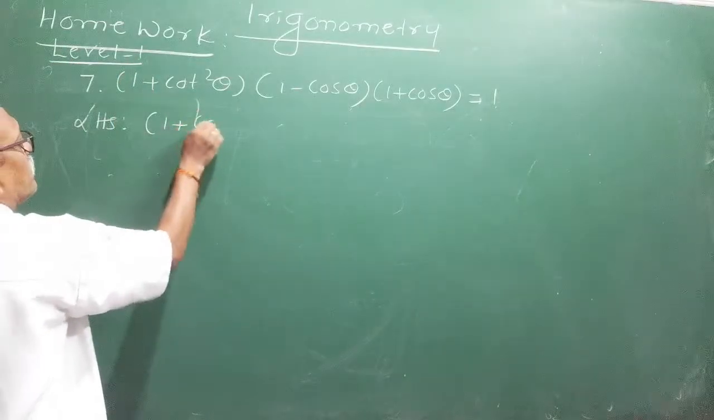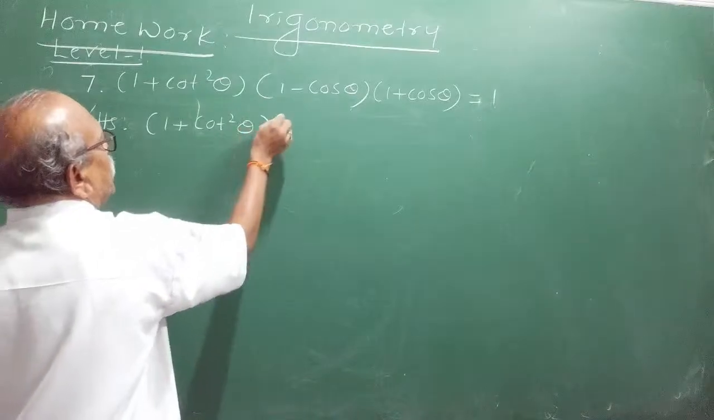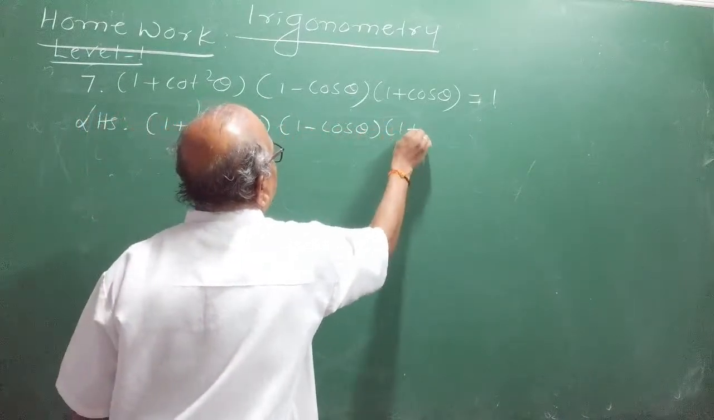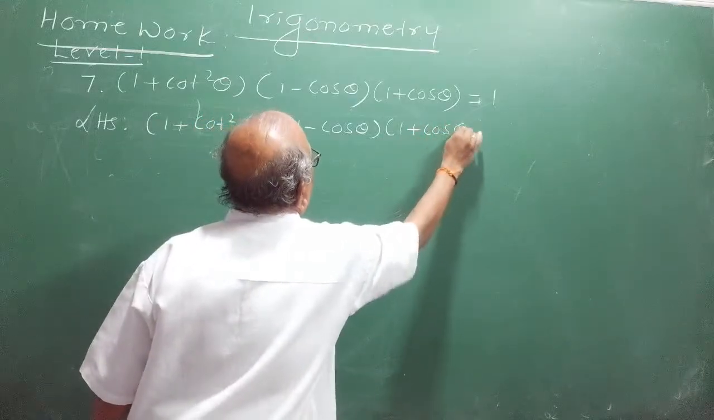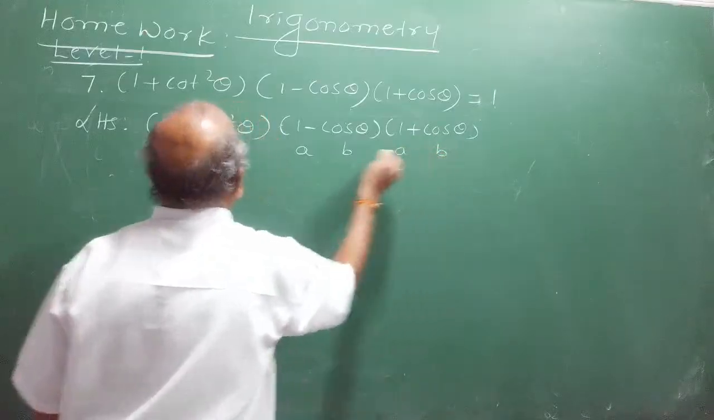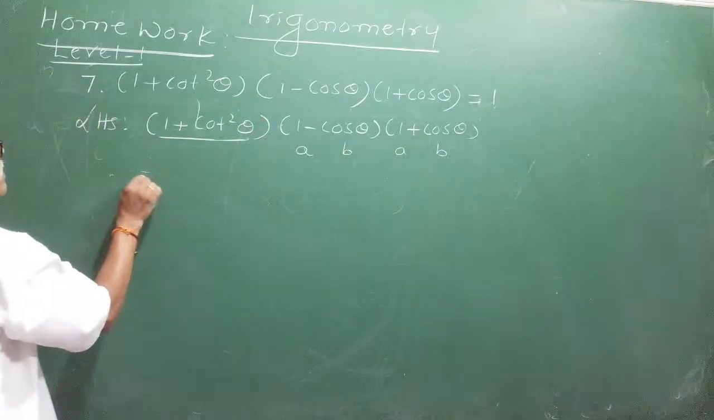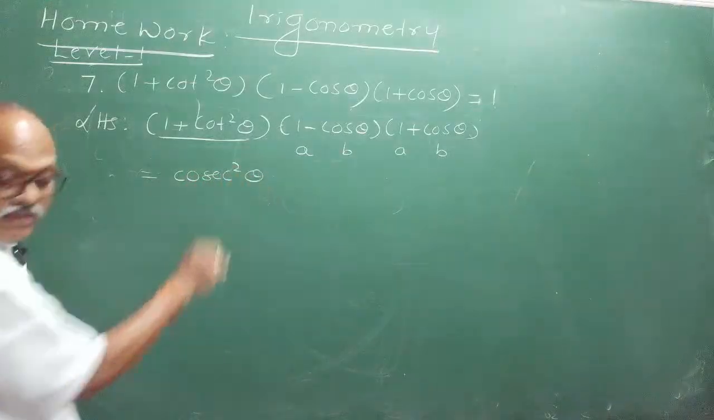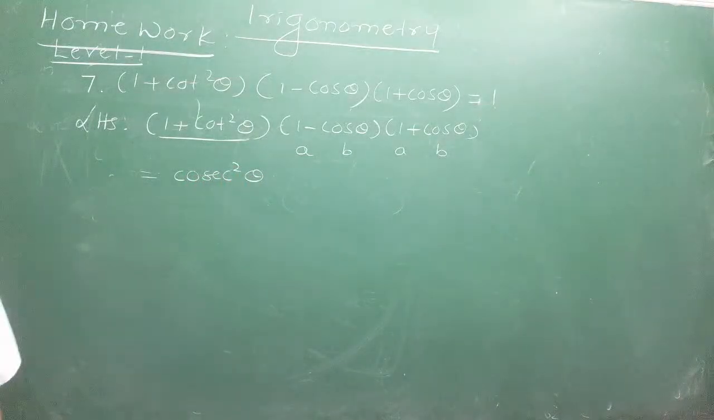1 plus cot square theta into 1 minus cos theta into 1 plus cos theta. Again, a similar type. This is in the form of a minus b. This is in the form of a plus b. 1 plus cot square theta is equal to cosec square theta. Identity. Check it. Yes. Very good. Sridhar solved it.